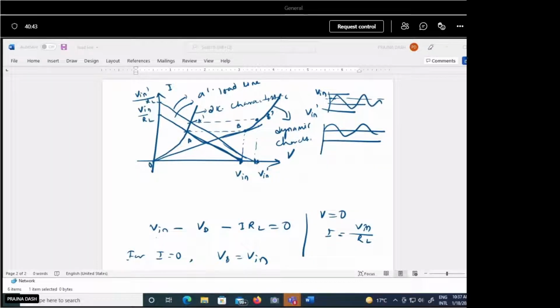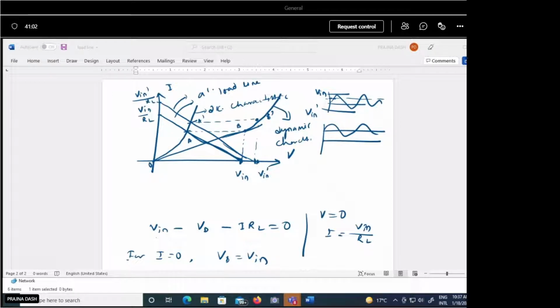This dynamic characteristics has a very important role because whenever we use a diode in an application, instead of a DC signal in the input, we usually use an AC signal. For example, in a rectifier circuit, obviously we give an AC signal for converting it into DC form. So in the input we apply the AC signal.